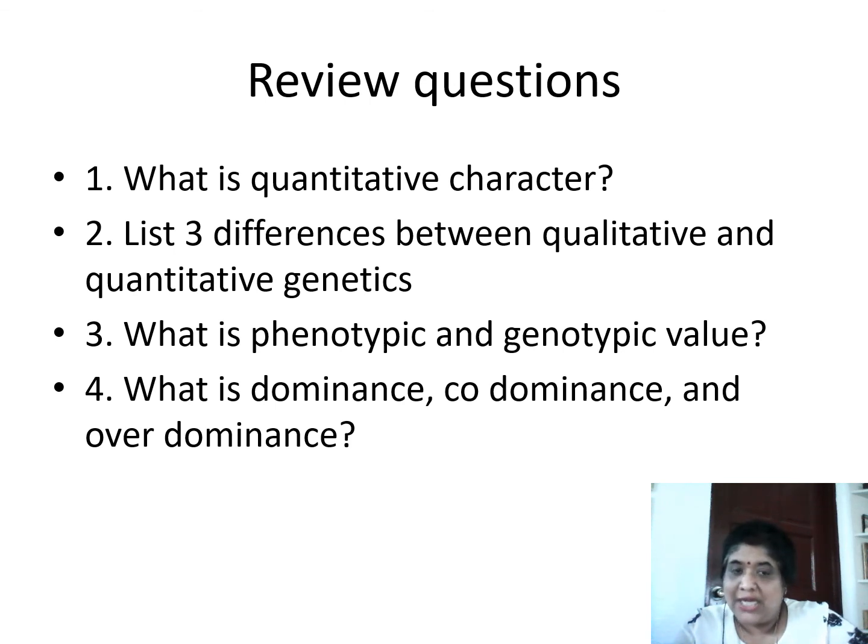Number two, list three differences between qualitative and quantitative genetics. I'm sure you saw the table, all right? Qualitative is controlled by a single gene, quantitative is controlled by many genes. Second, qualitative is discrete, it's discontinuous, quantitative is continuous. Number three, qualitative is analyzed through qualitative measures based on phenotypes, whereas quantitative is measured by quantitative methods where you need to have statistics. There are another three more, okay.